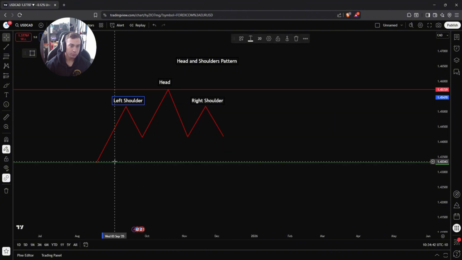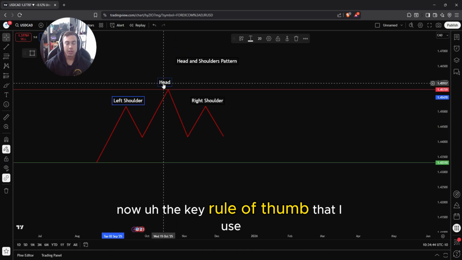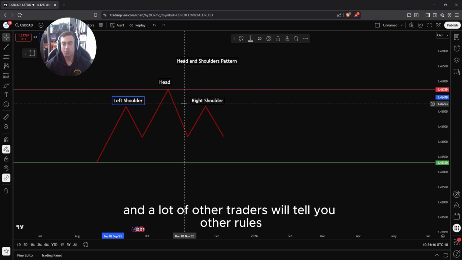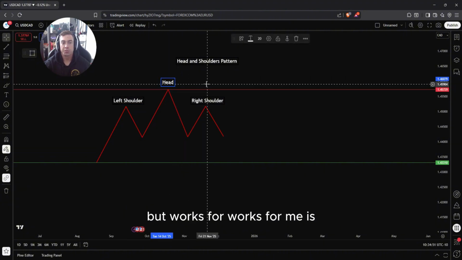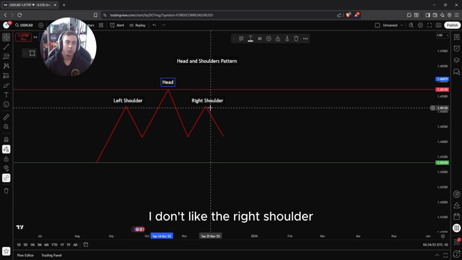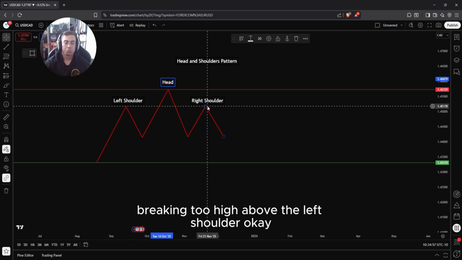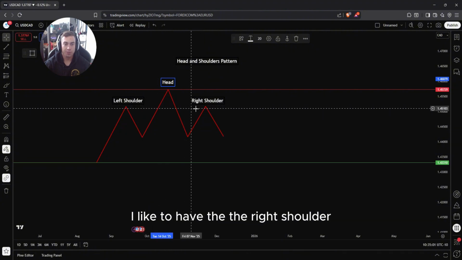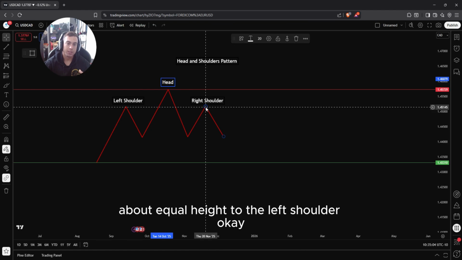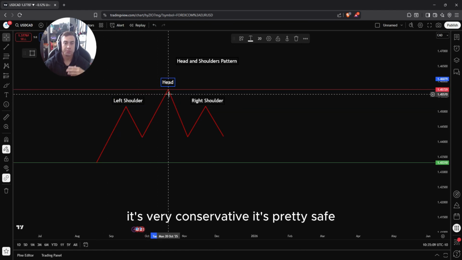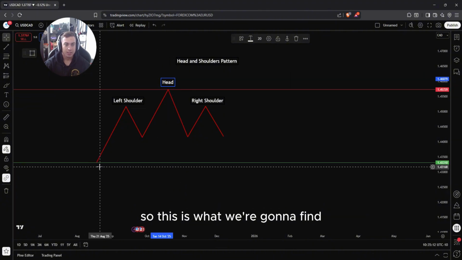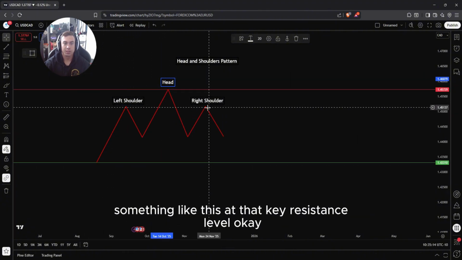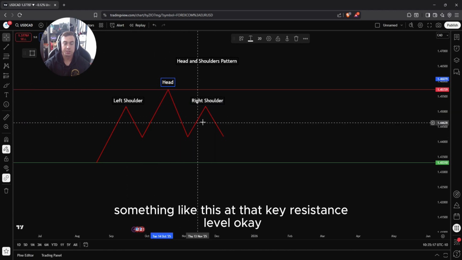Now, the key rule of thumb that I use, and a lot of other traders will tell you other rules because that's what works for them, but what works for me is I don't like the right shoulder breaking too high above the left shoulder. I like to have the right shoulder about equal height to the left shoulder. That's my rule of thumb. It's very conservative, it's pretty safe. So this is what we're going to find, something like this at that key resistance level.